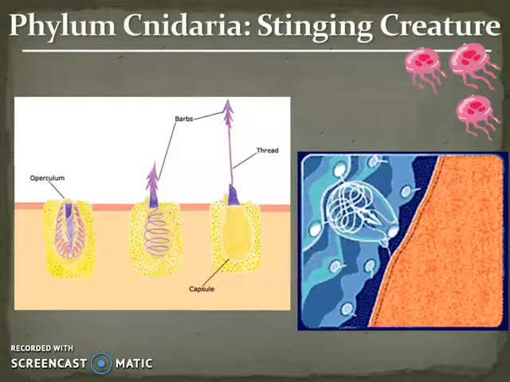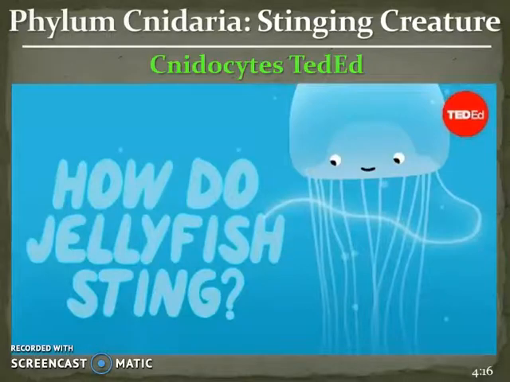Let's look a little bit more in depth at those cnidocytes. These cnidocytes essentially have a barbed wire on them, and they're like a spring-loaded cell. Whenever they are triggered through chemical signaling, this barbed wire attached to the thread actually shoots out and stings the animal. So here's a quick video watching how jellyfish sting.